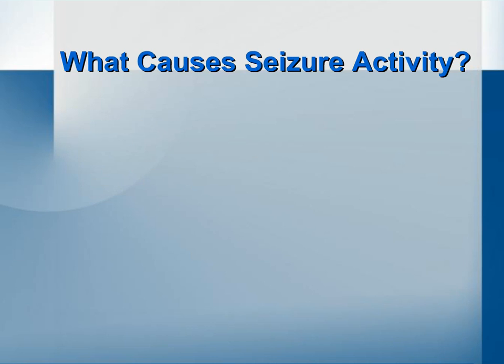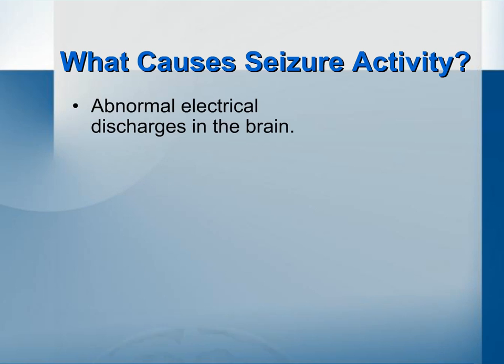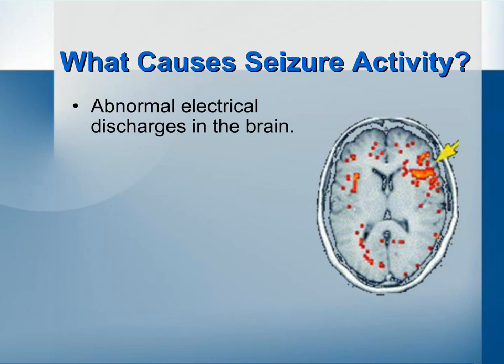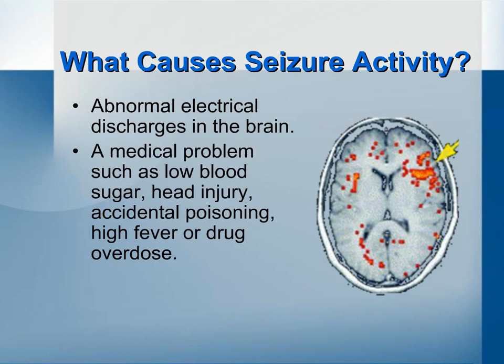There are several different reasons why a seizure might occur. One is abnormal electrical discharges in the brain. Some may be a result of a medical problem such as low blood sugar, head injury, accidental poisoning, high fever, or drug overdose. The cause of some seizures may not ever be known.